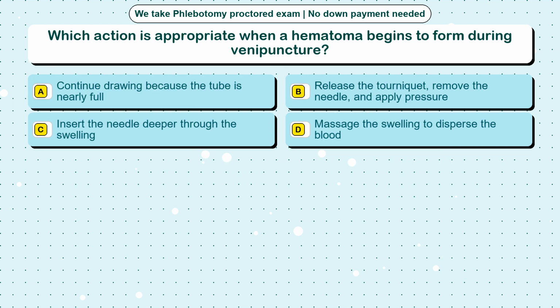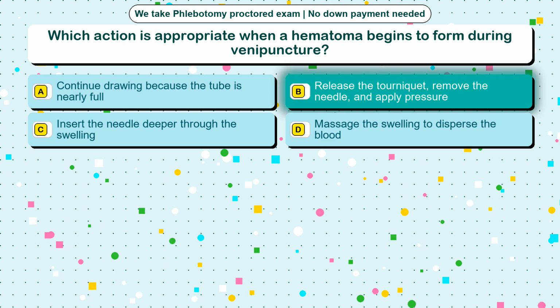Question 35. Which action is appropriate when a hematoma begins to form during venipuncture? Option A. Continue drawing because the tube is nearly full. Option B. Release the tourniquet, remove the needle, and apply pressure. Option C. Insert the needle deeper through the swelling. Option D. Massage the swelling to disperse the blood. The correct answer is option B.